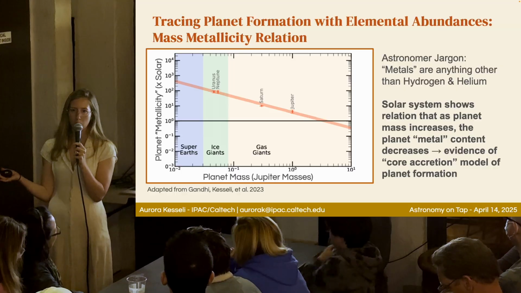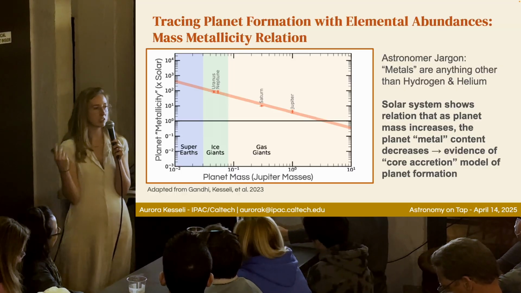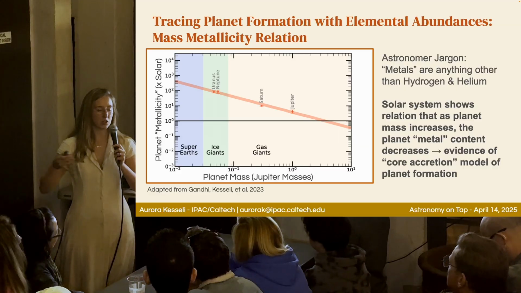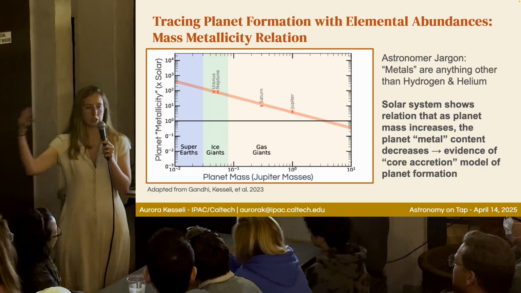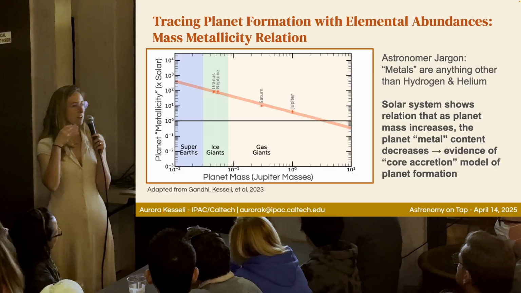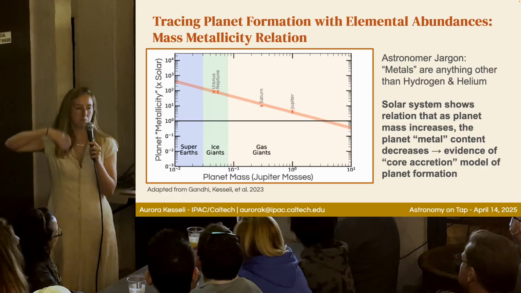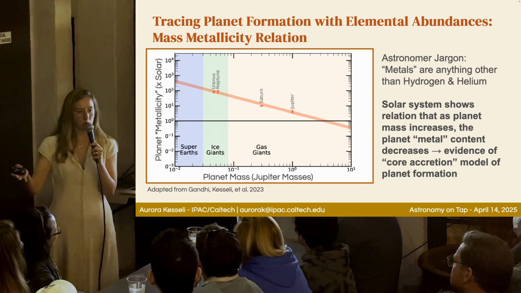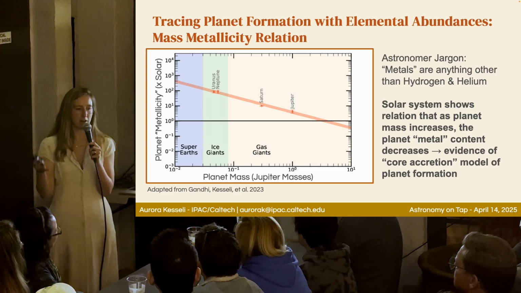This makes sense with core accretion because with those small rocky planets, they never actually build up enough mass to start accreting hydrogen and helium. They're basically 100% metals. The larger the planet is, the more of this hydrogen and helium it's going to attract, and then the total actual fraction of metals goes down.